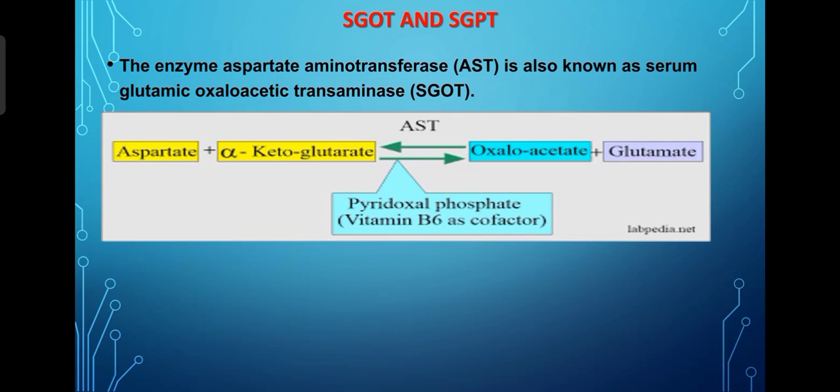This reaction is an example that is catalyzed by SGOT. Here aspartate reacts with alpha ketoglutarate to form oxaloacetate and glutamate. Here vitamin B6, that is pyridoxal phosphate, acts as a cofactor in the reaction. Here the transfer of amino and oxo groups occurs in the reaction. It is catalyzed by SGOT, that is serum glutamic oxaloacetic transaminase.